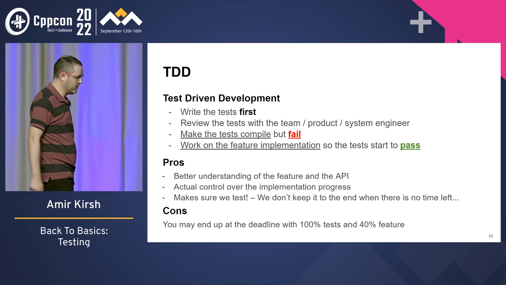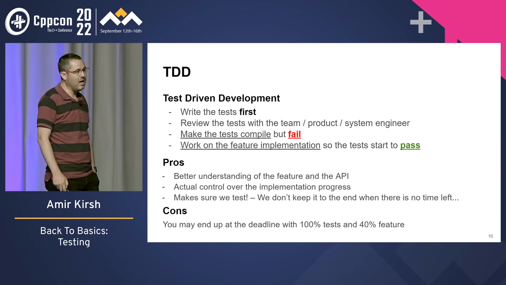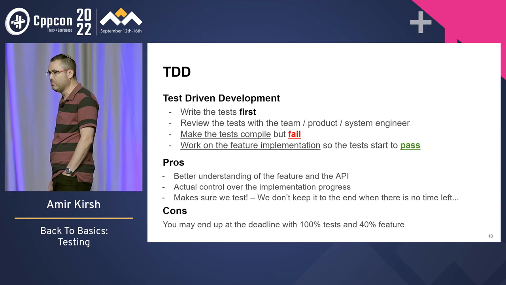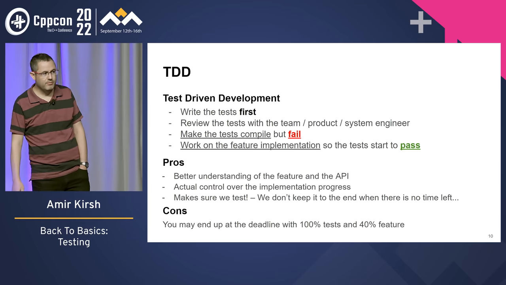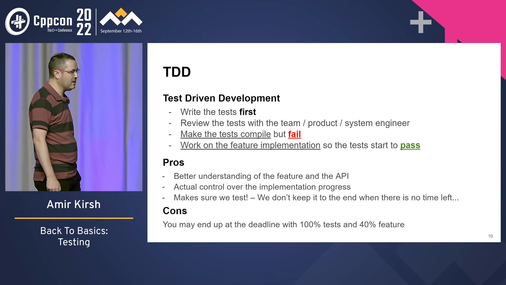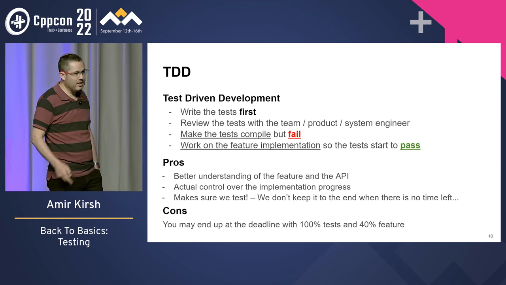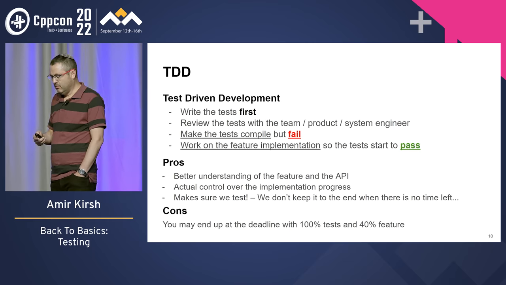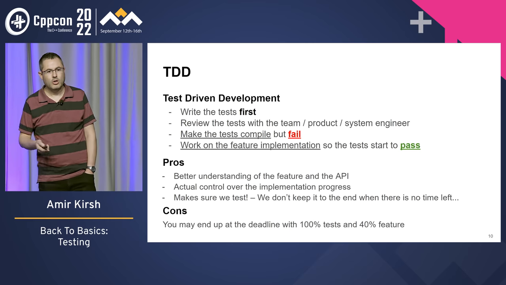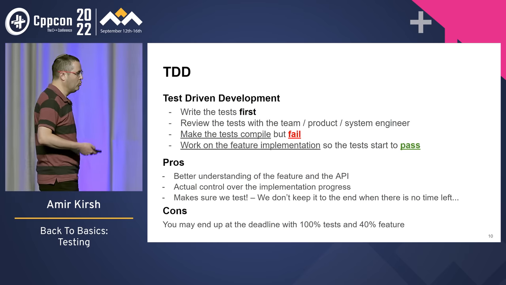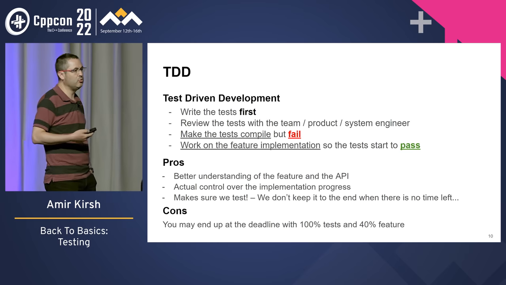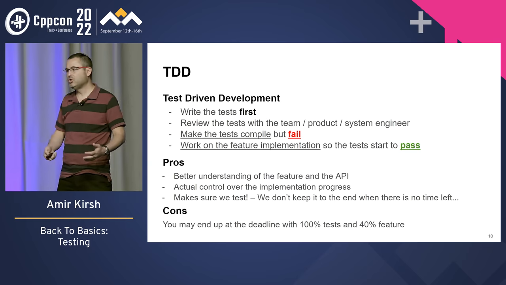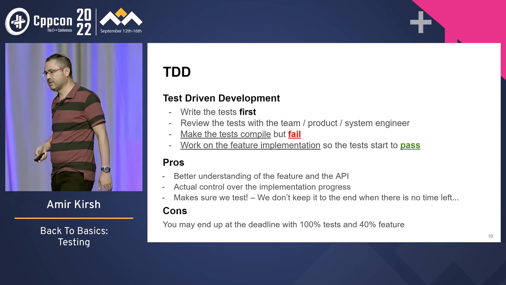There is a con also. In some cases, you would end up the iteration with, oh, I succeeded to have 100% of my tests, but only 50% of my feature, which is not what you aim for. So how should you mitigate that? You should manage your time. Well, we always need to. Whether you're doing TDD or not, at the end, we do want to finish each iteration with the feature and the tests that actually show us that the feature works.